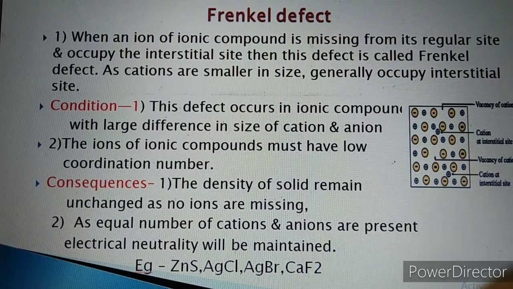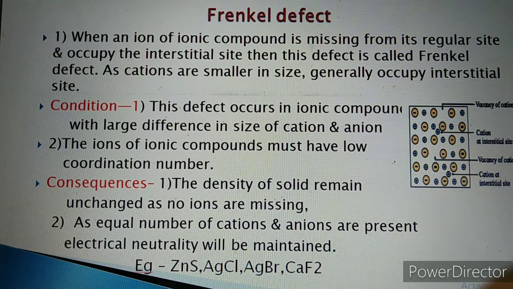This defect occurs in case of ZnS, that is zinc sulfide, AgCl, silver chloride, AgBr, silver bromide, CaF2, calcium fluoride. So this is about the Frenkel defect. Whenever you write a note on Frenkel defect, first mention that this is a stoichiometric point defect. Then the conditions and consequences, and the figure, that is, the diagram you have to draw.